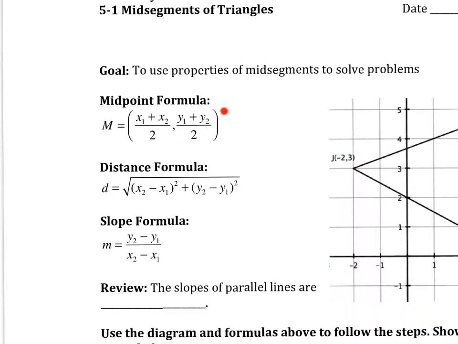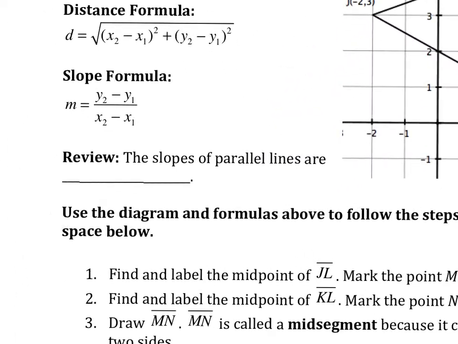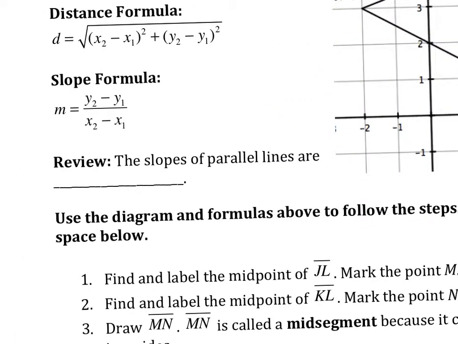The midpoint formula is the average of the x's and the average of the y's. The distance formula, which is essentially the Pythagorean theorem with a square root, is the sum of two squares, and then we take the square root. And the slope formula is your change in y over your change in x. So by way of also review, we remember that the slopes of parallel lines are the same.